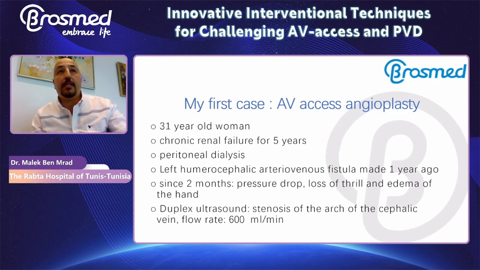A 31-year-old woman. She has had chronic renal failure for 5 years. She is under peritoneal dialysis, and she had a left humerocephalic arteriovenous fistula made 1 year ago. Since 2 months, her nephrologist reports a pressure drop, a loss of thrill, and edema of the hand. Doppler ultrasound shows stenosis of the arch of the cephalic vein, and flow was 600 milliliters per minute.